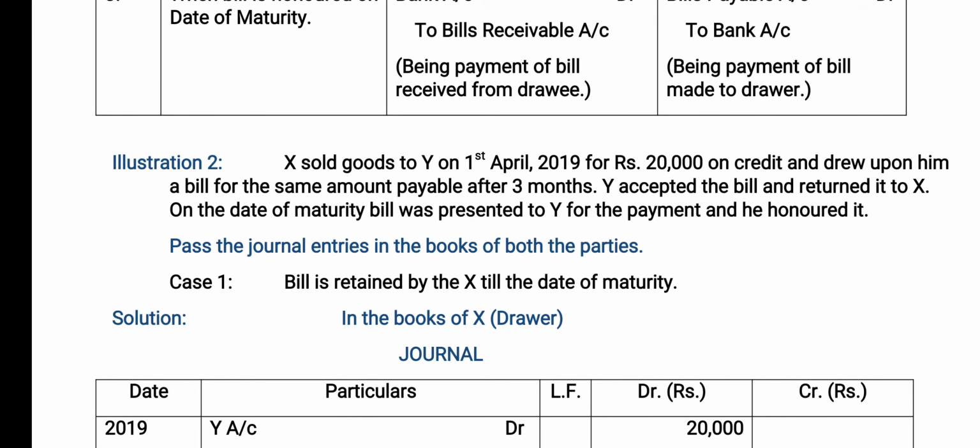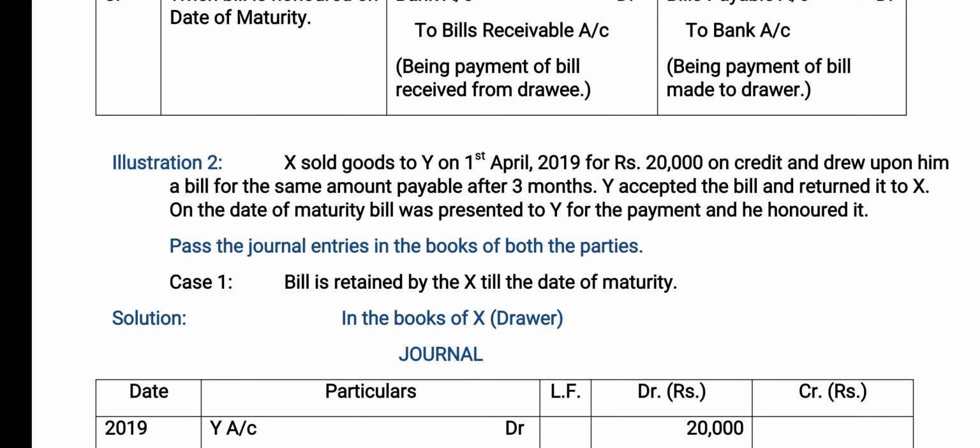First of all, I will make clear what this illustration says. X sold goods to Y. So X is the drawer and Y is the drawee. On 1st April 2019 for 20,000 on credit. So the date on which the transaction has taken place is also given, and the amount is also given, on credit, and X drew upon him a bill for the same amount payable after 3 months. They say that the bill is going to be paid after 3 months. So Y accepted the bill and returned it to X.